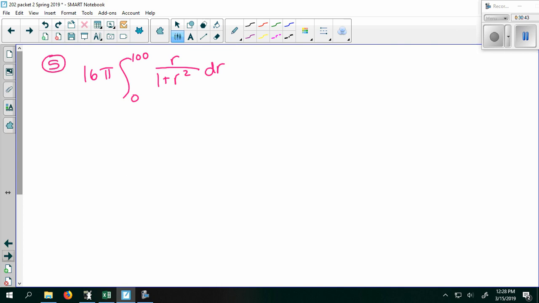Okay, number 5. 16 pi I pulled out of the integral, and I'm just going to evaluate the integral from 0 to 100 of r over 1 plus r squared. So because the derivative of r squared is 2r, so the derivative of a piece of my integrand also shows up in the integrand, I'm going to use u substitution. I'm going to let u be 1 plus r squared, which means that du dr is 2r, which means that dr is du over 2r.